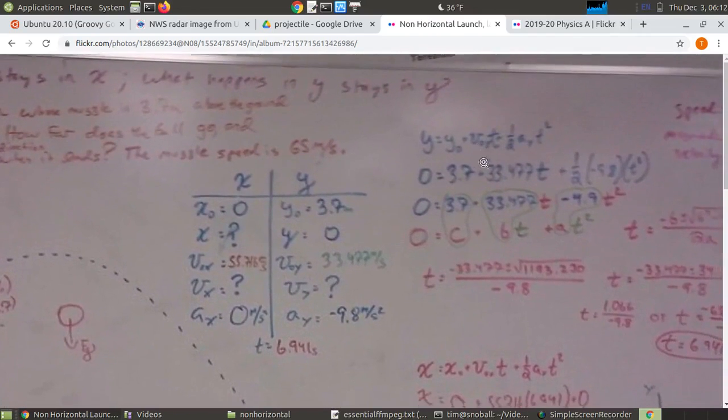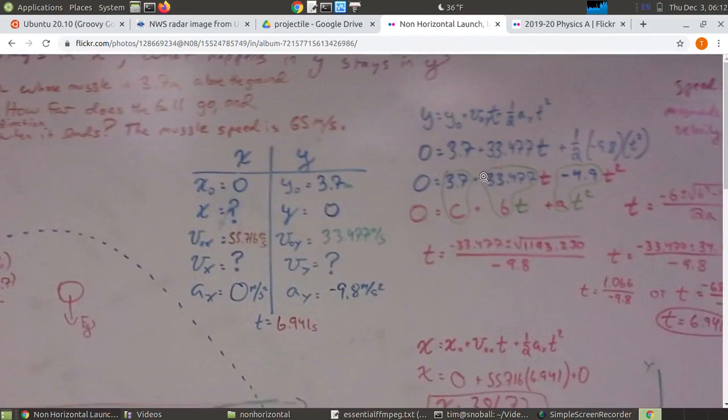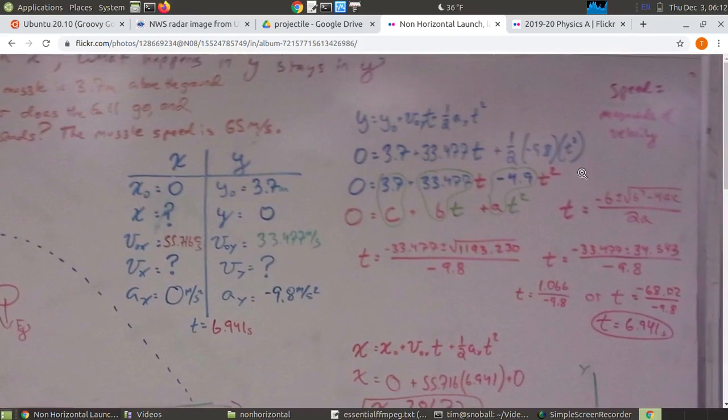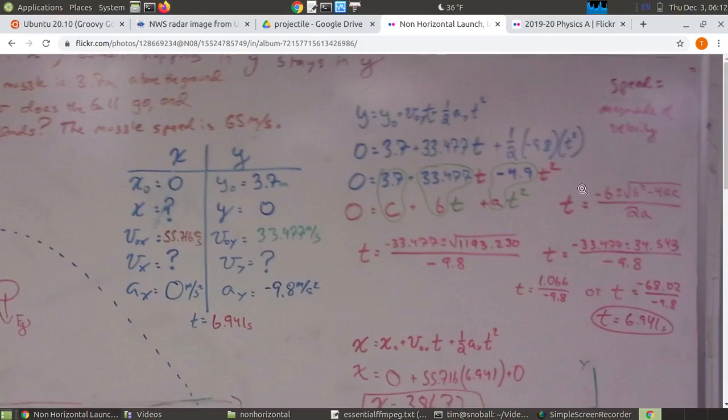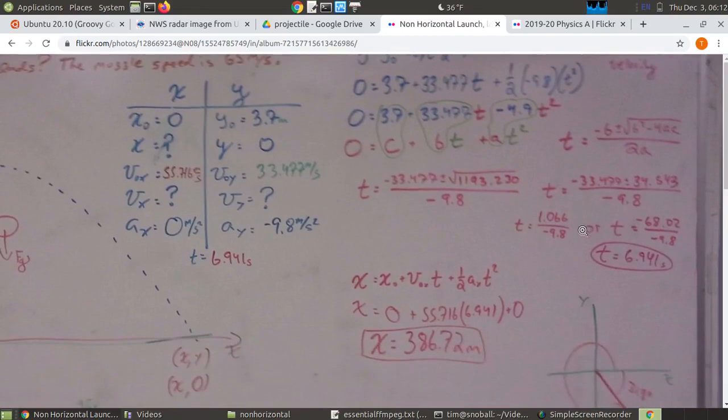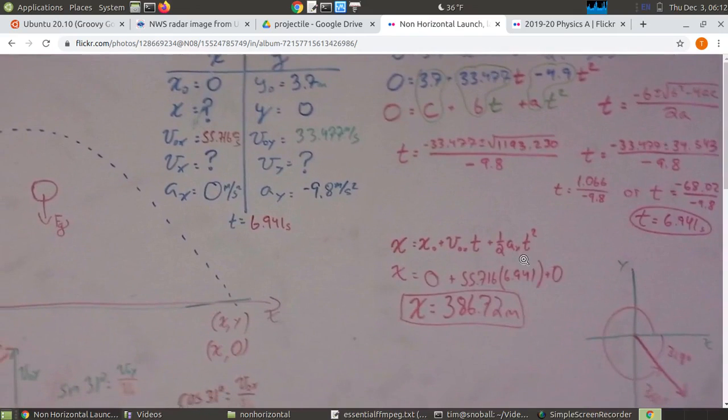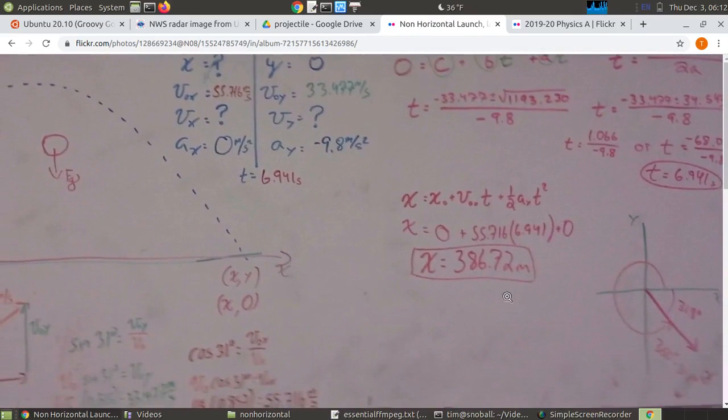So when you start to put down your y equation, it's impossible to cancel out t the way we have been. So all we can do at that point is a quadratic equation to solve for t. So it might be a good idea to review how to do that, and we can practice that in class if you need to. Once you find t, though, plug into the x equation like you usually would. So this goes 387 meters.